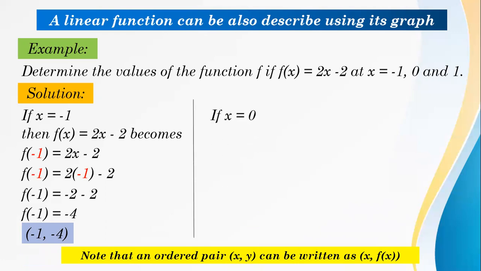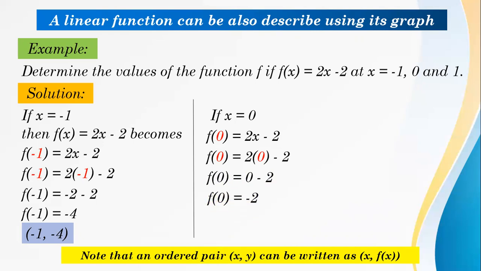Next, what if your x is 0? Then what will be the value of f of x? So f of 0 equals 2x minus 2. Then f of 0 equals 2, then you change x to 0 because the value of x is 0. Then multiply 2 times 0, then minus 2. Therefore, the answer is f of 0 equals negative 2. Then your given ordered pair is 0 and negative 2. Your x is 0 and your f of x is negative 2.